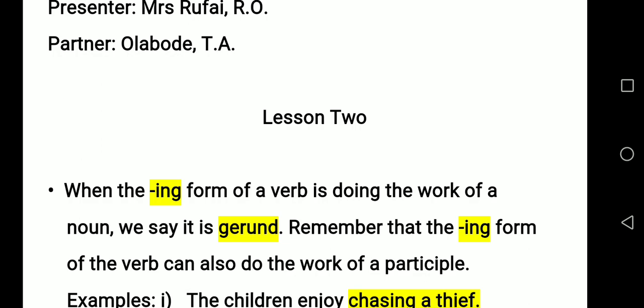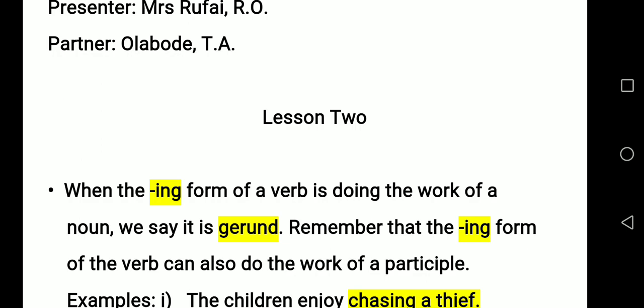The children enjoy chasing a thief. Of course, the children is the subject, the performer of the action. The predicate is enjoy chasing a thief. So the verb is enjoy. That's the action that was performed. And the object, the noun clause, is chasing a thief.